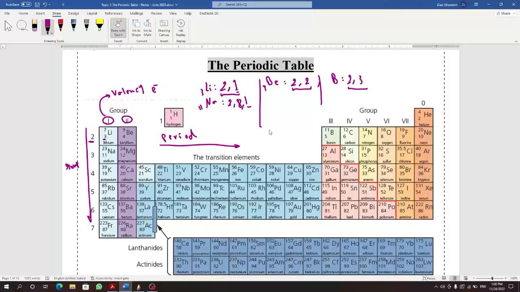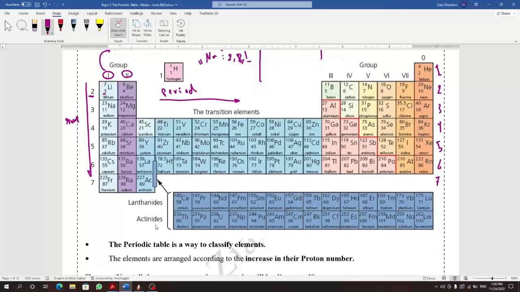I prefer to arrange the periods from this side actually, other than from the left side. That's because if we look here, we have helium and hydrogen. These two are in period 1. Then we have neon in period 2, argon in period 3, krypton 4, xenon 5, radon 6, and here we have the last period, which has francium and radium and the actinoids, all of them.